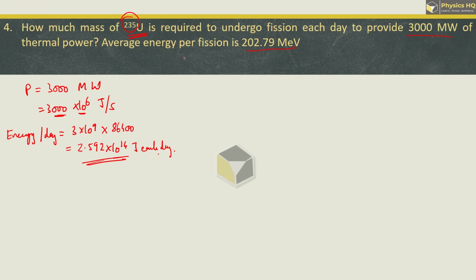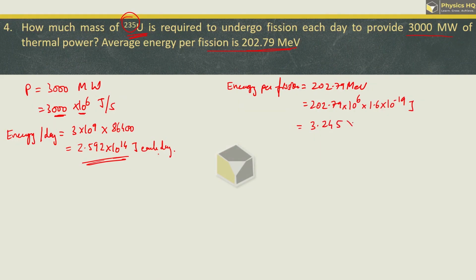Now energy per fission they have given us 202.79 mega electron volt. We will convert this into joule. Mega is 10 raised to 6 and 1 electron volt is 1.6 into 10 raised to minus 19 joule. This will come around 3.245 into 10 raised to minus 11 joule. This is the energy per fission.